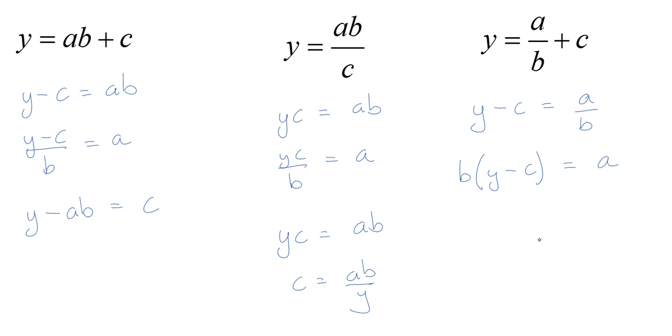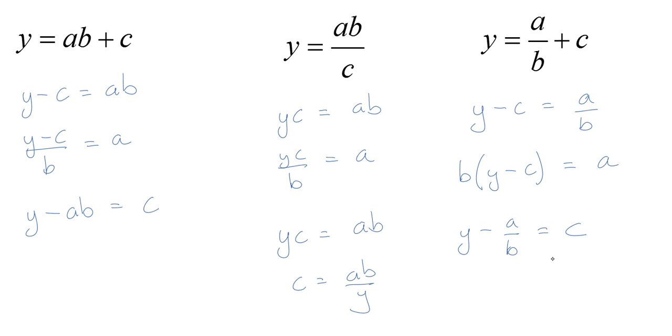If you want to get c by itself, it's relatively easy. All you need to do is remove the a over b. Y take a over b is equal to c. Why take? Because on this side it is a plus ab. And the opposite of plus is take.